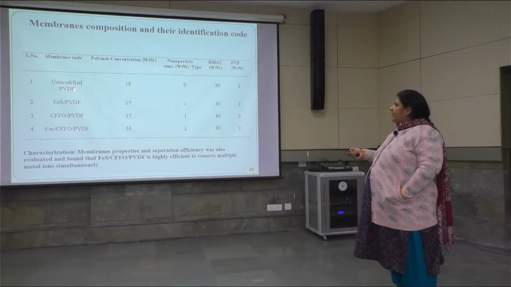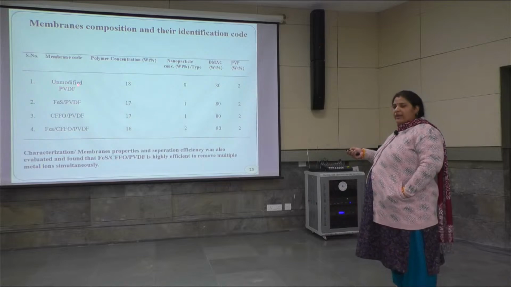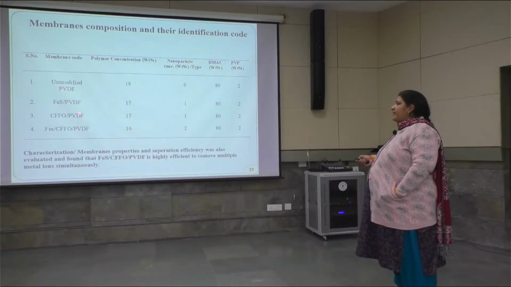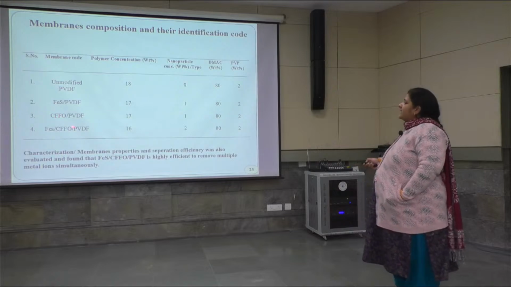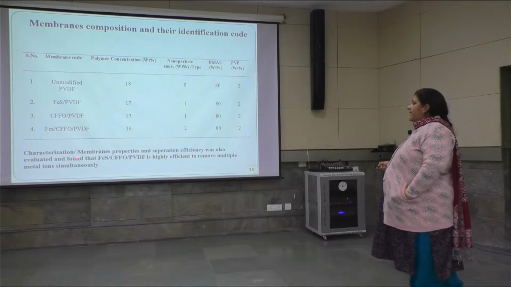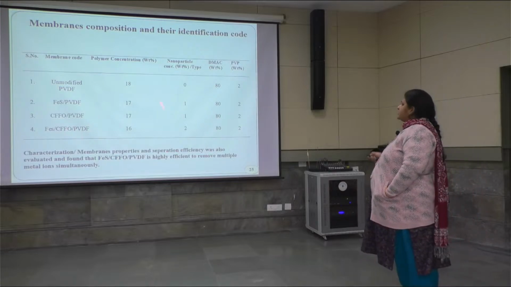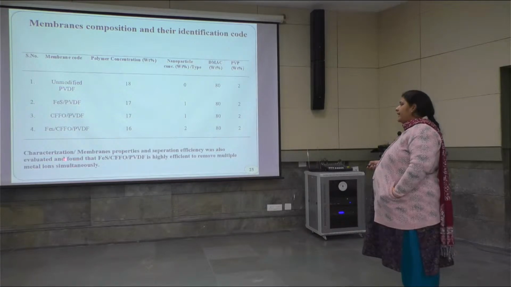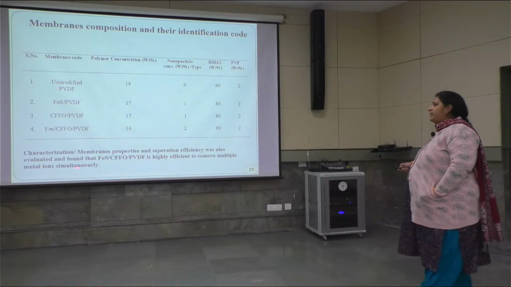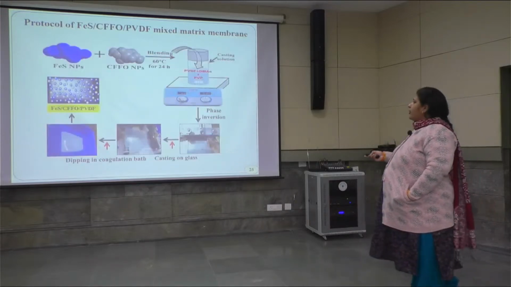First, I prepared an unmodified PVDF membrane having no nanoparticles. Second is a PVDF membrane having FeS nanoparticles. Third is a PVDF membrane having the second nanoparticle, which is carboxylic functionalized ferroferric oxide. And the last one is PVDF in which both nanoparticles are added. Characterization, membrane properties, and separation efficiency of all four membranes were evaluated, and the membrane with both nanoparticles was found to be highly efficient at removing multiple metal ions simultaneously from water.